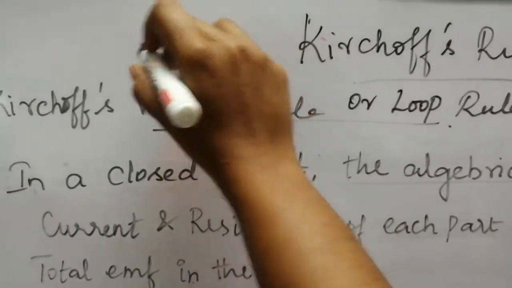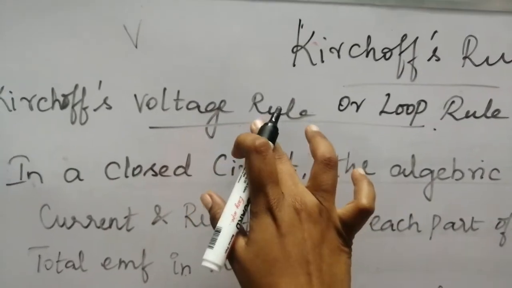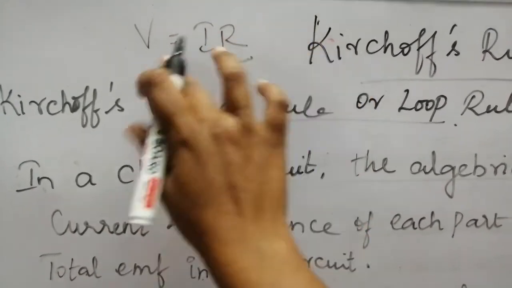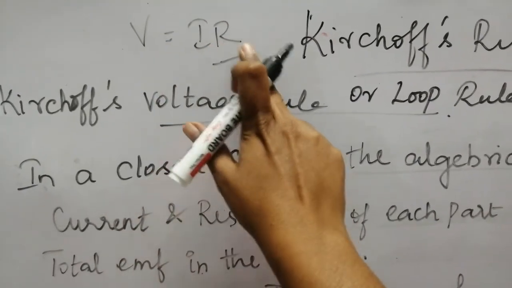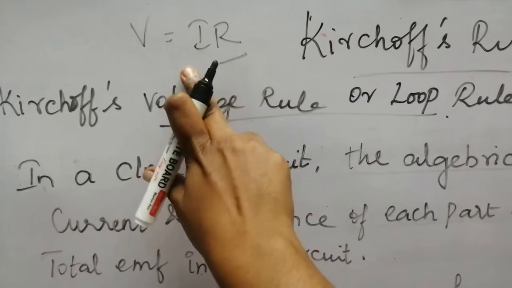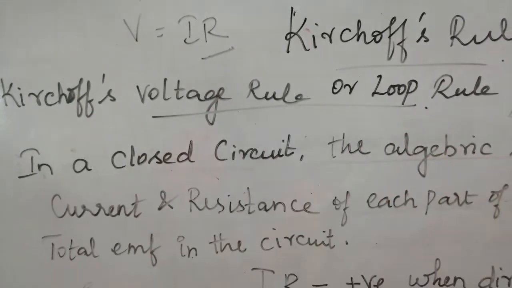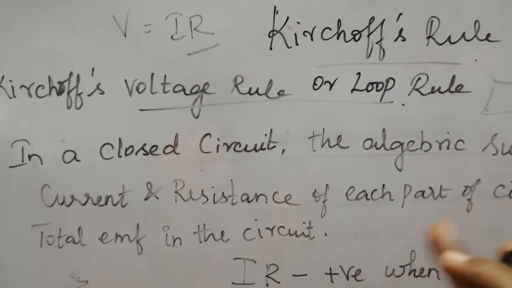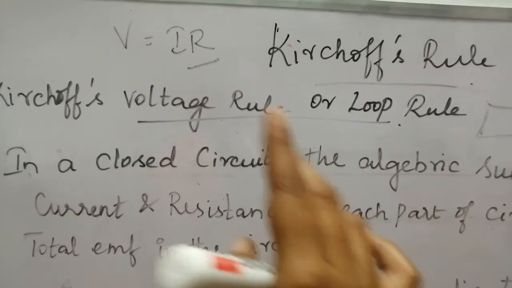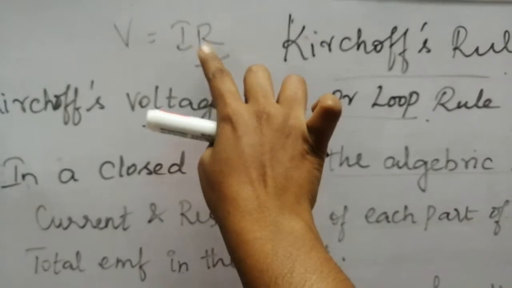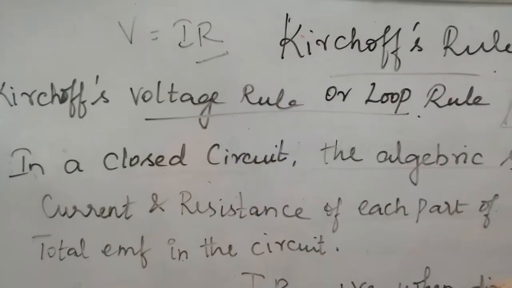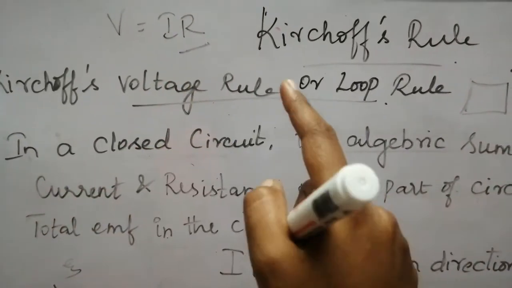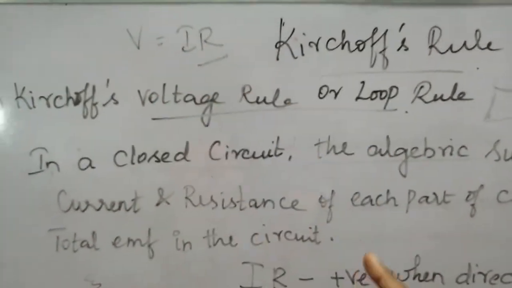So what is voltage? V. According to Ohm's law, V can be written as V equals IR, isn't it? So instead of voltage, I can also write I into R, that is the product of current and resistance. Whatever it is, it is the same. So the algebraic sum of voltage is also the same as the algebraic sum of the product of current and resistance. In this statement, they have given us the product of current and resistance.